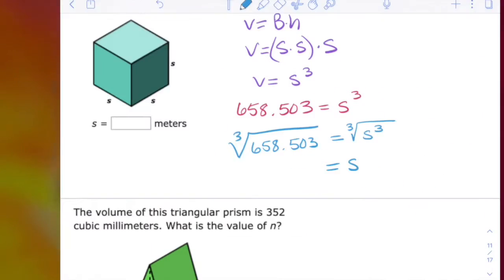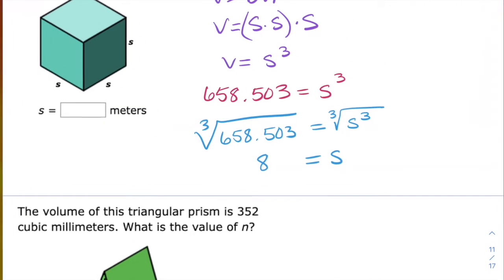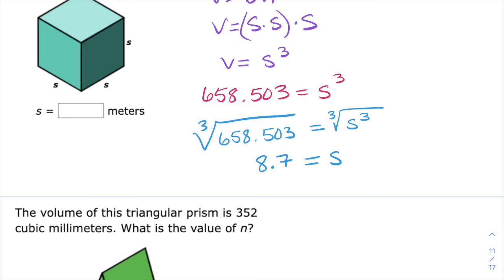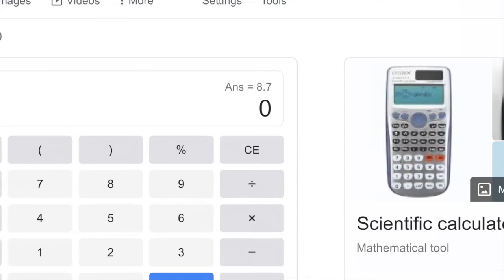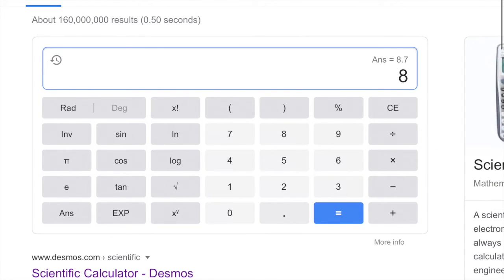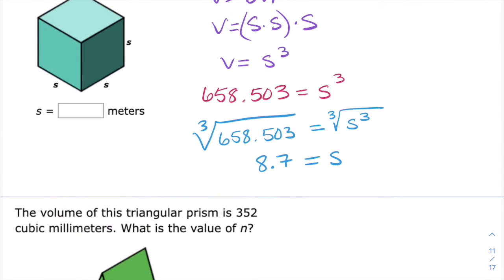I'll go back to that in a second. I know it was different, right? 8.7. So the question is, if I do 8.7 times 8.7 times 8.7, it does not like the Apple Pencil. There we go. 8.7 times 8.7 times 8.7 equals, and it gets me to my original number that I had for my volume, which was 658.503 units cubed. It's meters cubed.